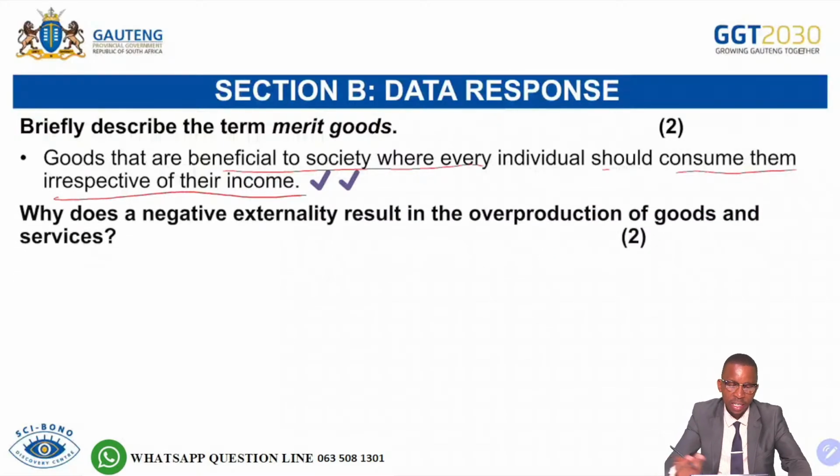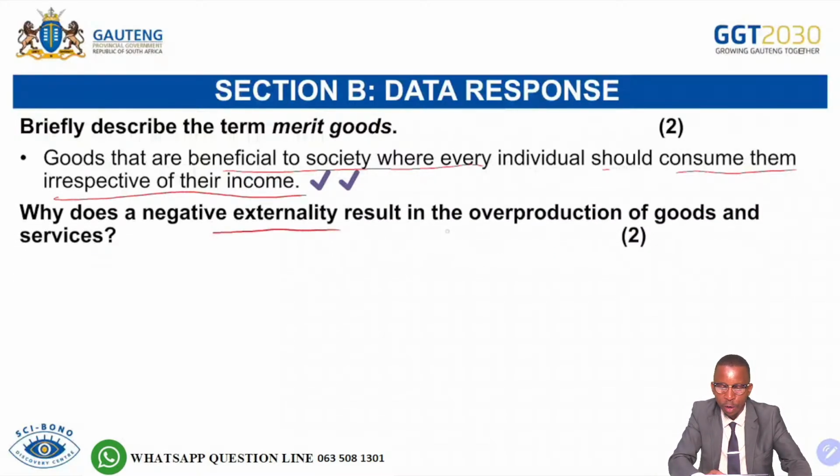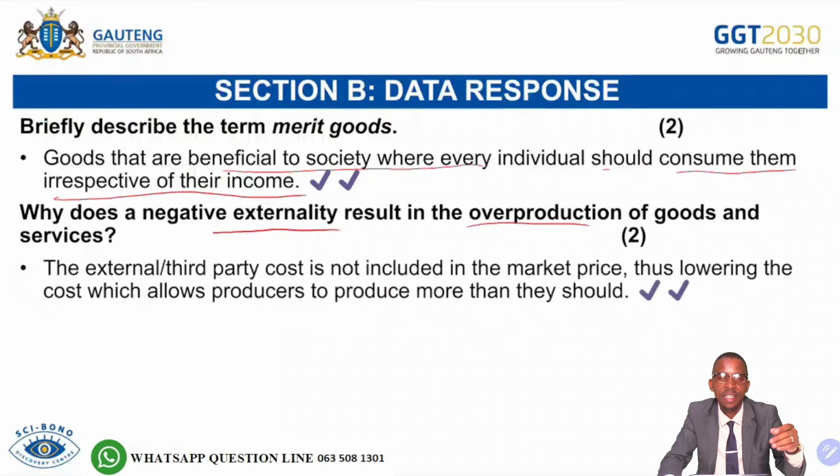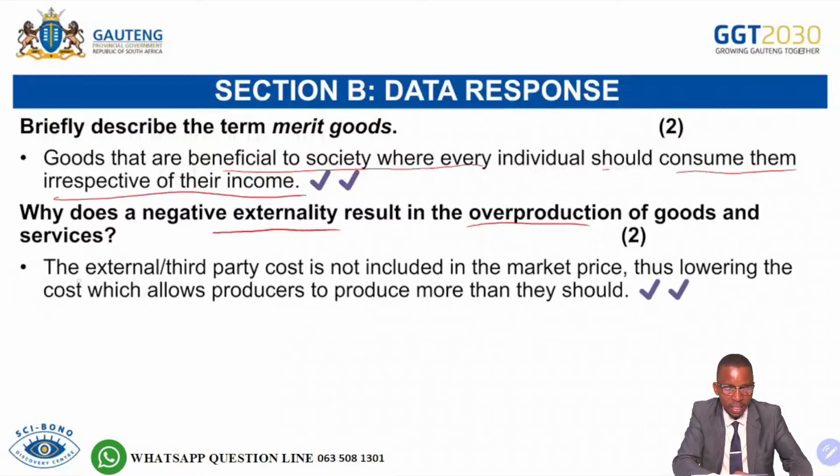Why does negative externality result in the overproduction of goods and services? Remember, negative externalities refer to costs that spill over to a third party, or that affect the third party, or that are borne by the third party. So why does it lead to overproduction? The external or third party cost is not included in the market price, thus lowering the cost, which allows producers to produce more than they should.